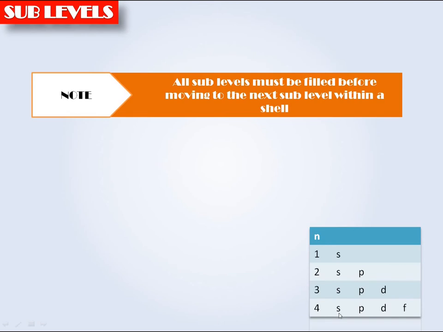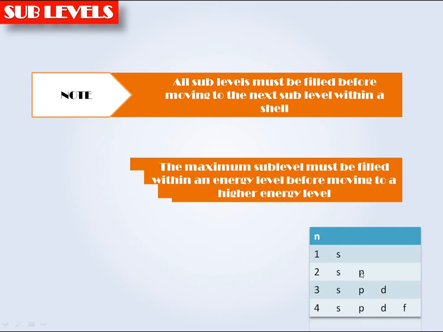Let's use 4 for instance. If I have S, I have to fill up S before I move to P. I have to fill up P before I move to D. I have to fill up D before I move to F, right? Or if this is the first one, if I have S, I have to fill up S before I move to the next S in the next energy level. And I fill one up before I move to P. That's the way it works.